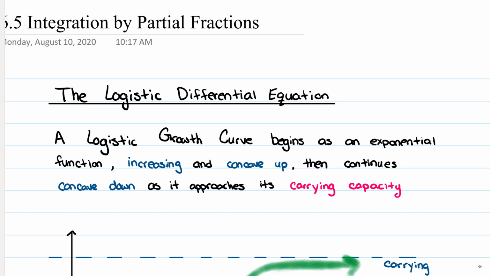6.5, the logistic differential equation. So logistic growth begins as an exponential function, increasing and concave up, and then continues concave down as it approaches what we call the carrying capacity.